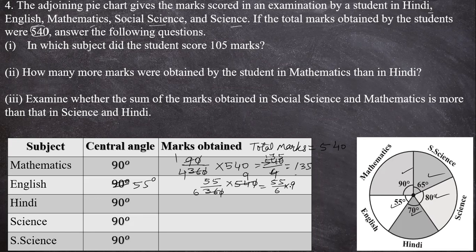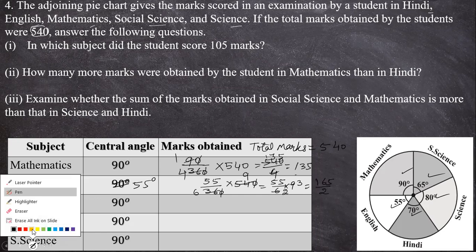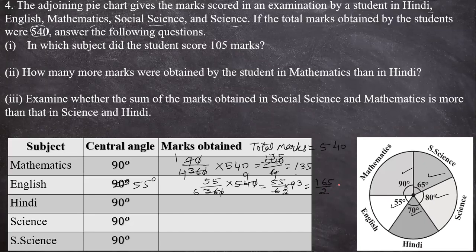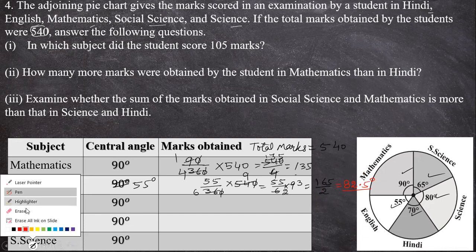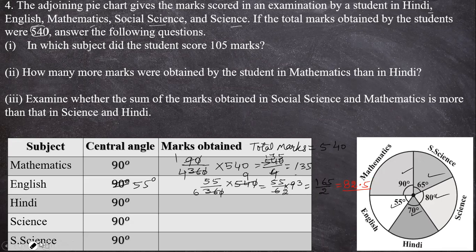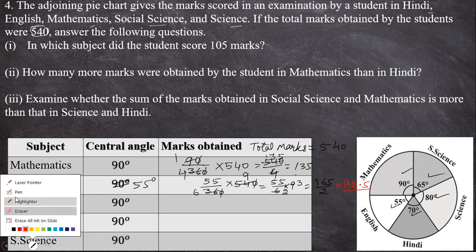Now again you can simplify this. 3 twos are 6, 3 threes are 9. Now 55 threes are 165 by 2. Okay, let me change the colors so it will be easy for you to see. So 165 by 2. 2 eights are 16, 2 twos are 4. So 82.5 degrees. No, not 82.5 degrees, it is 82.5 marks. Here we are just calculating marks. So 82.5 marks.